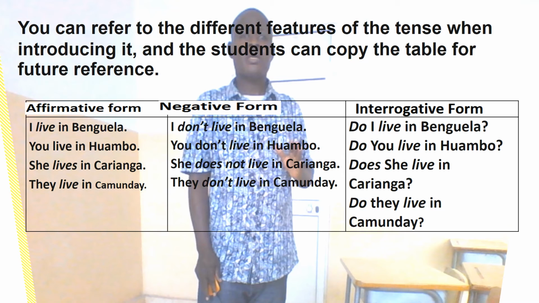Affirmative form: you live in Wambu. Negative form: you don't live in Wambu. Interrogative form: do you live in Wambu? Affirmative form: she lives in Karianga. Negative form: she does not live in Karianga. Interrogative form: does she live in Karianga? Affirmative form: they live in Kamudai. Negative form: they don't live in Kamudai. Interrogative form: do they live in Kamudai?